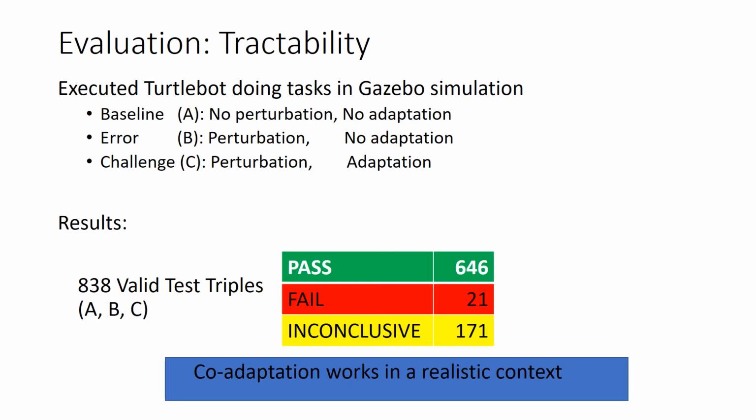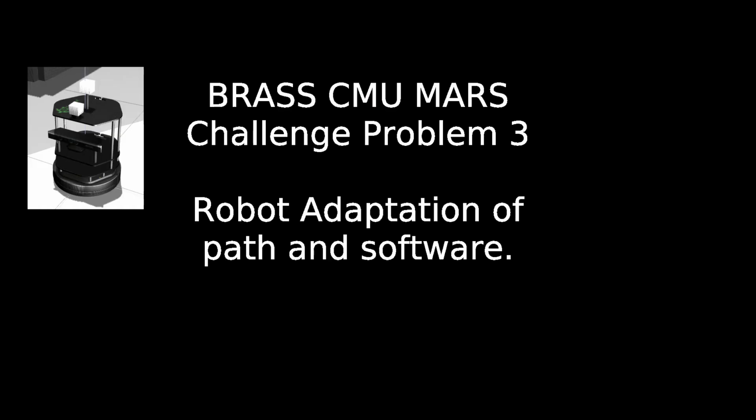In total, we collected 838 such test tripods with randomly chosen starting conditions, tasks, utilities, and perturbations. 646 times, the C case fixed the problem introduced in B, and in only 21 cases did C do worse. The remaining 171 cases showed no significant difference between the B and C cases. This shows that our approach worked to complete missions involving real third-party robotic software running in a realistic but simulated environment. We're going to see now an example of adaptation where both path and software are changed.